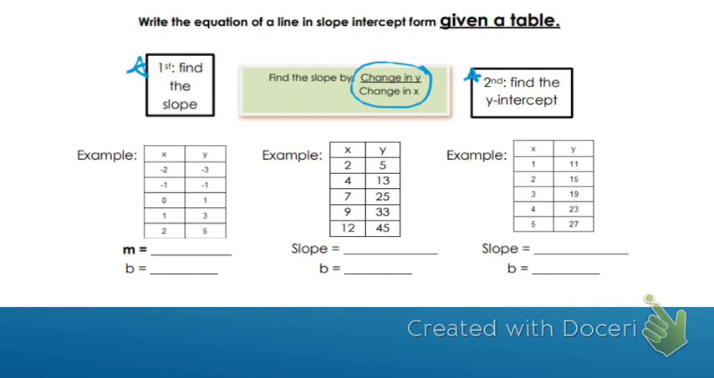So if I look at my first example, my table is going up 2 for y and up 1 for x. So my slope is going to be 2 over 1, or just 2. And then if I look in my table, I can actually find that my y-intercept is at the point 0, 1. So my y-intercept is actually going to be at 1. So now that I have my slope and my y-intercept, my equation is y equals 2x plus 1.